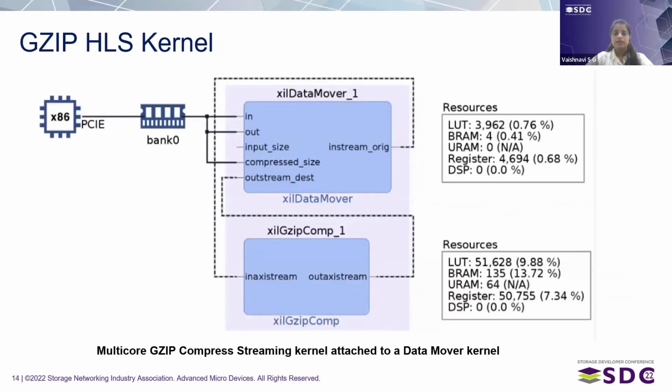The GZIP compression algorithm used in this work is developed in a high-level synthesis language using the Vitis software development platform. The design used to offload data compression to hardware in ZFS is a multi-core GZIP compression streaming kernel attached to a data mover kernel, as shown in the figure. The data mover kernel reads the source buffer from FPGA DDR and writes to the input stream of the GZIP compression kernel. Similarly, the data mover kernel reads the compressed data from the output stream of the GZIP compression kernel and writes to the P2P destination buffer present in FPGA DDR.